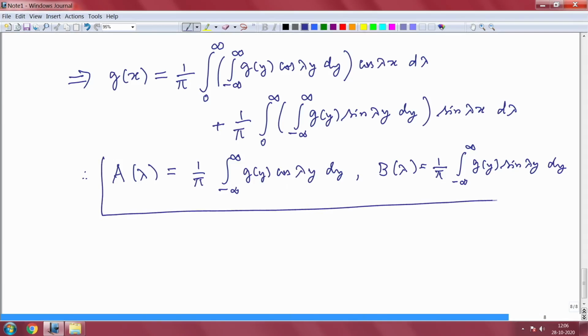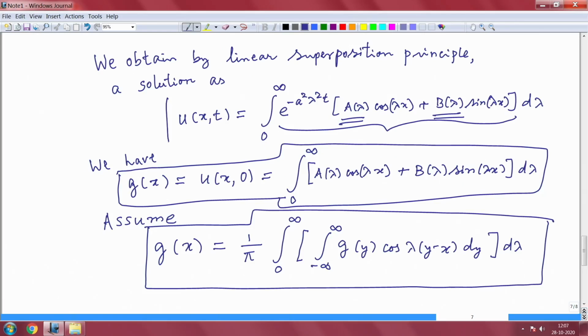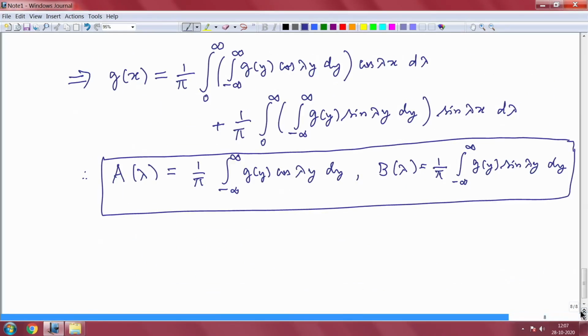So, though we have not justified any step, we are still able to obtain expressions for a lambda and b lambda, and now we plug these in and go back again. Our u x t is sitting here. You just substitute there and make some simplifications. I am skipping a few steps here. There are two double integrals, and you also interchange the integrals. So we obtain this.